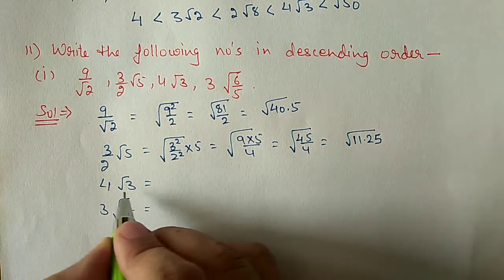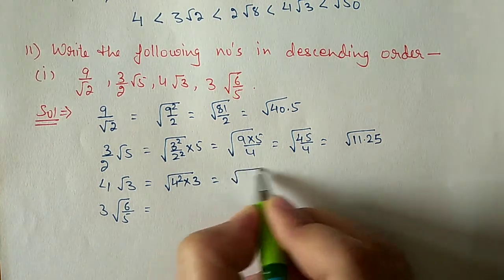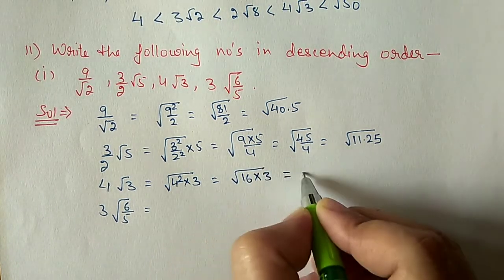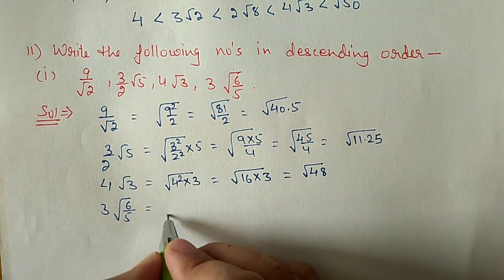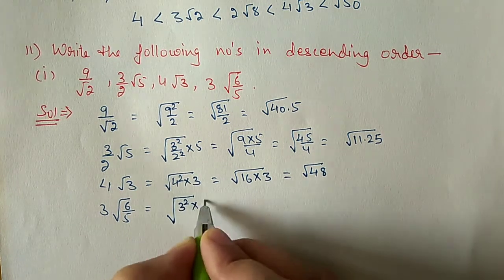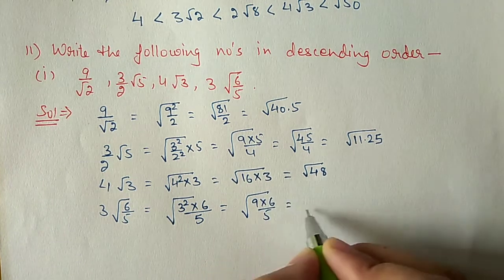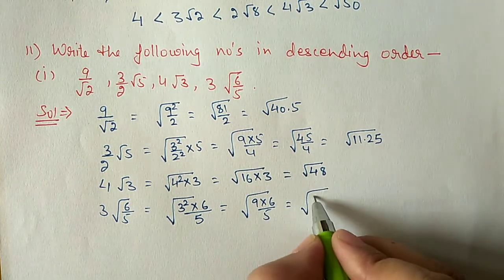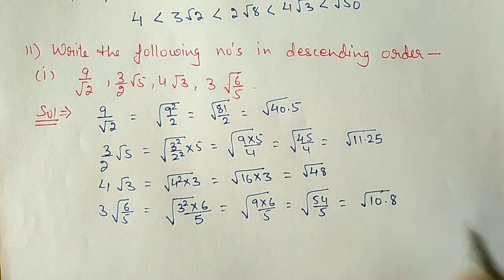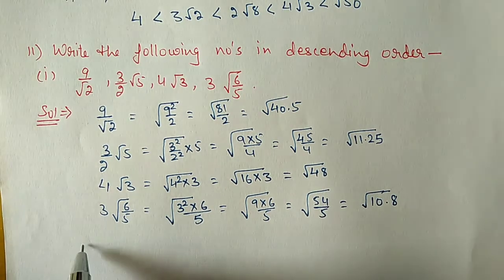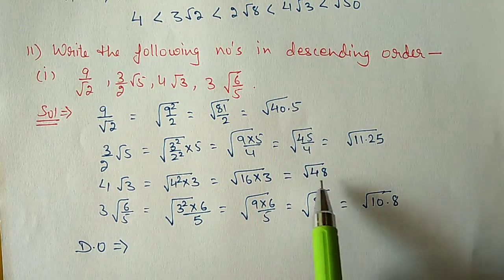When you change it into decimal, it will come 11.25. Next, 4 root 3. 4, when we take it inside the root symbol, will become 4 square. 4 square is equal to 16 into 3, 48. Then next we have 3 root 6 by 5. When we take 3 inside, it will become 3 square into 6 by 5. 3 square is 9 into 6 by 5. 9 into 6, 54 by 5, which is equal to 10.8, root of 10.8. Now these numbers we have to arrange in descending order, means big to small. So from all these numbers, the biggest number is root of 48.